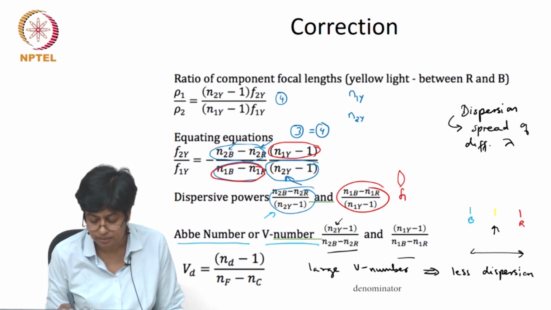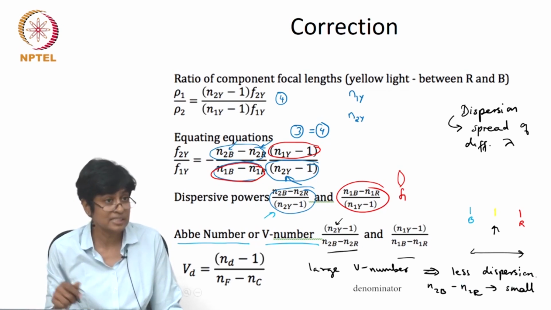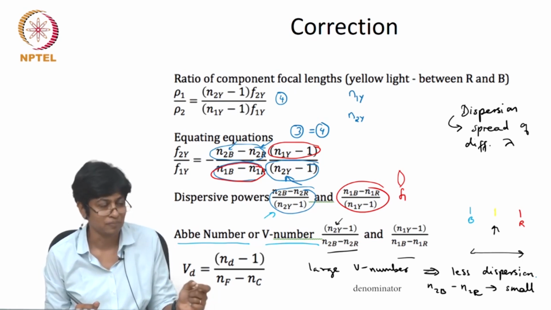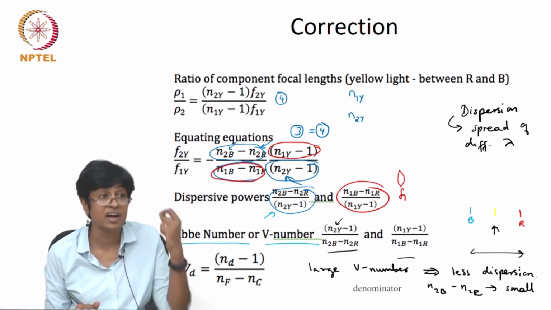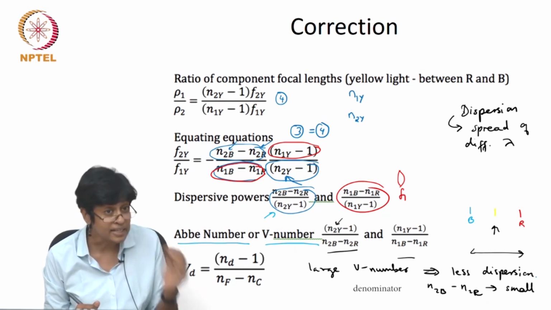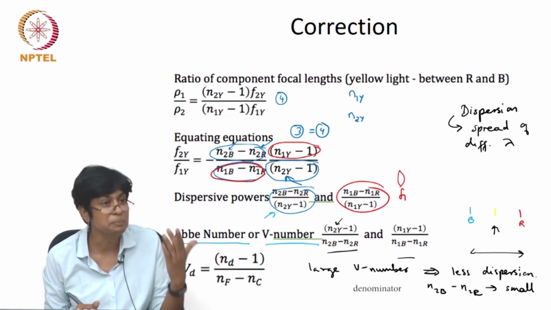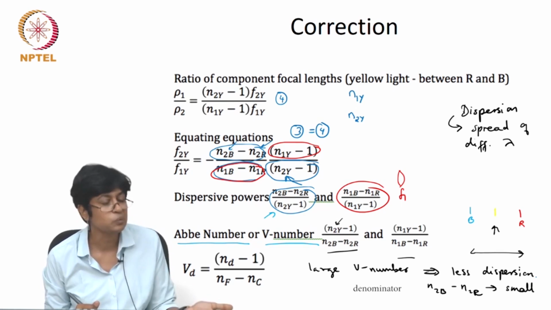When this, that is N2B minus N2R, is small. Ideally, it should be 0. If it's 0, it means the refractive index for red light and blue light are the same. So whether blue light or red light goes through a lens, it will see the same refractive index, therefore it will have identical focal length. So ideally, N2B minus N2R or N1B minus N1R should be 0. Now, if it was 0, your V number would be infinite.